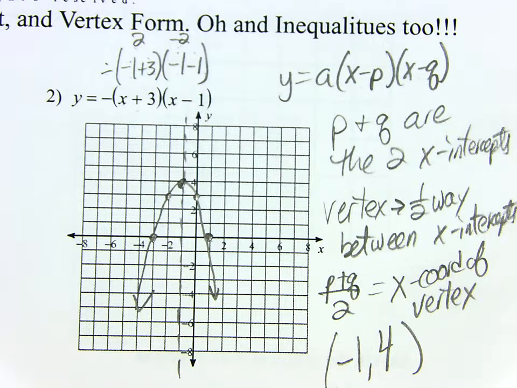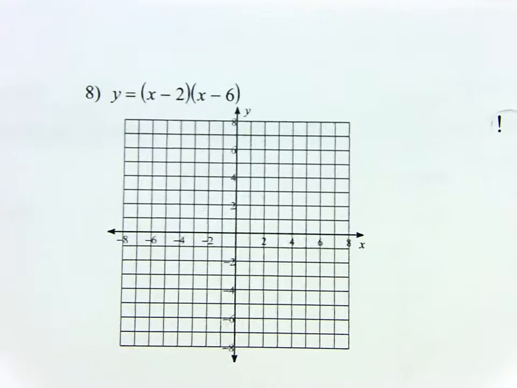So each form has their good and bad parts. I can find the x-intercepts really easy with this one. There's a little bit of work to find the vertex, but it's not too bad. So what do you think? Easy? Let's try, I think there's one on the back. Try number 8.